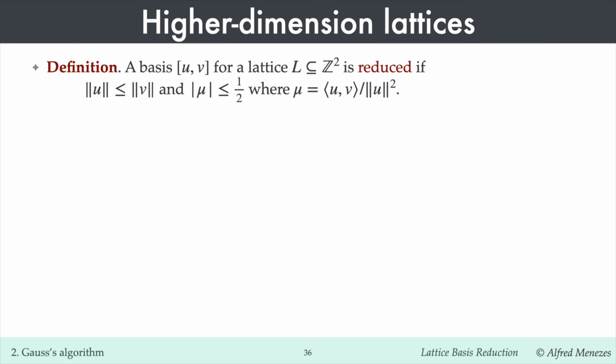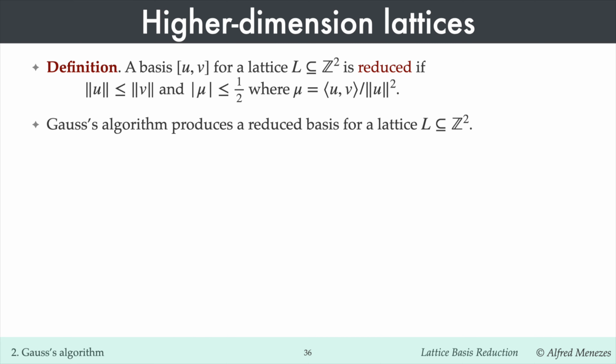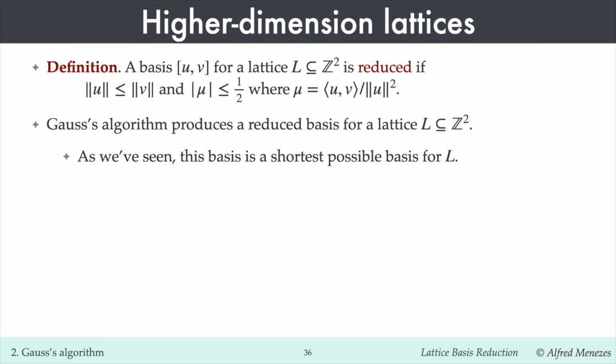We'll say that a basis uv for a two-dimensional lattice L is reduced if the parameter mu has absolute value at most 1/2. Gauss's algorithm always produces such a reduced basis for a lattice L. Moreover, as we've proven, this basis is in fact a shortest possible basis for L.